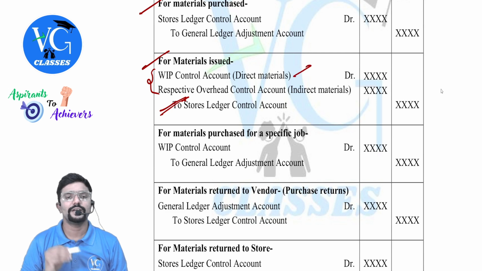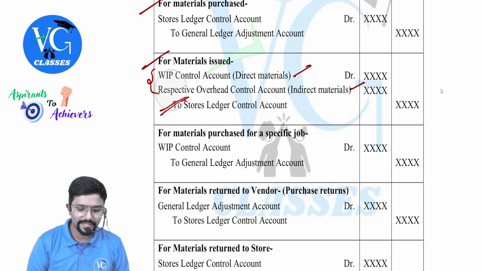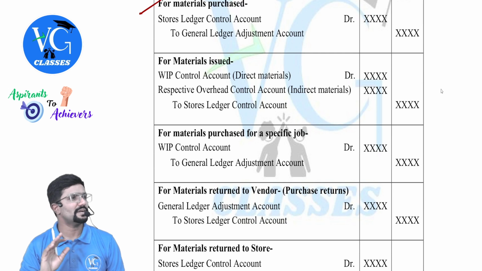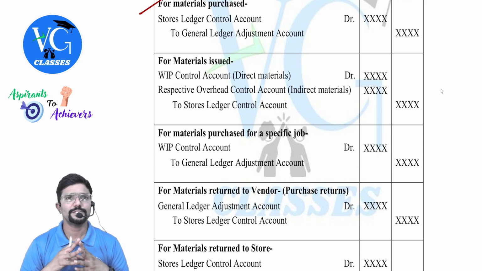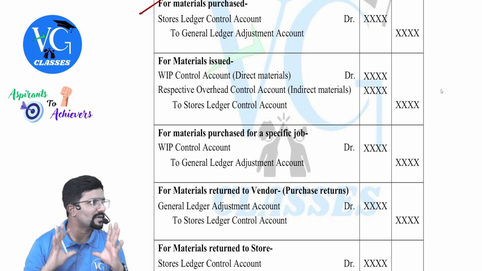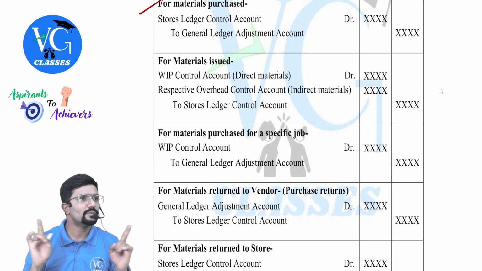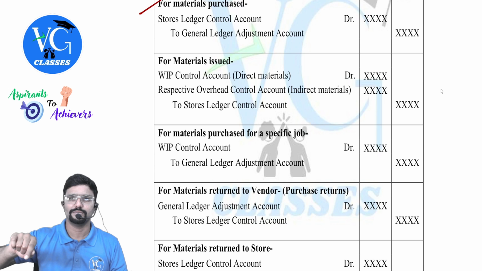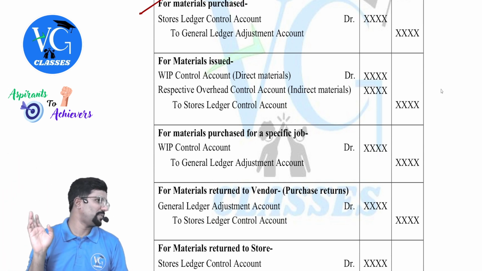If it is a direct material, WIP control. If it is indirect material, respective overheads. Guys, while posting, I will not use the word respective, I will use the word factory. Let us assume it to be factory. Even in the journal entry I used the name respective, but you should not use it. You should use the name of the respective account. As there are three, I thought, let me use respective one.